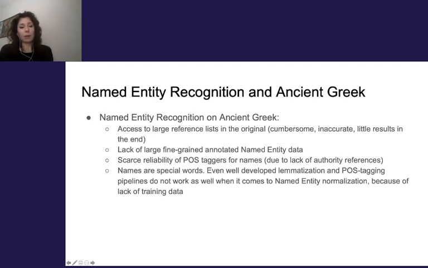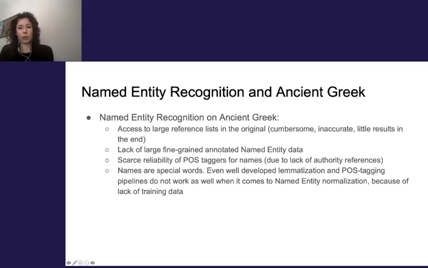A related problem is, as I mentioned, the fact that we do not have a lot of fine-grained annotated named entity data. So most of the corpora that we have for ancient Greek texts are not annotated. There are limited annotations for part of speech. There is almost no annotation for named entities in original ancient Greek sources.